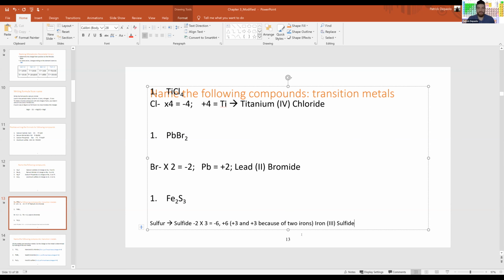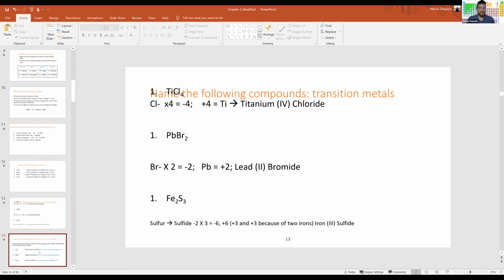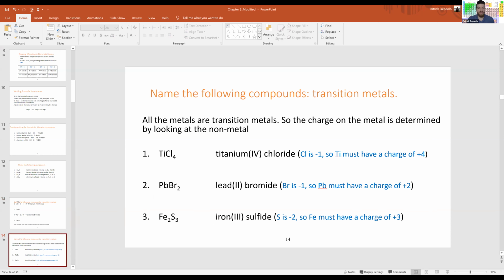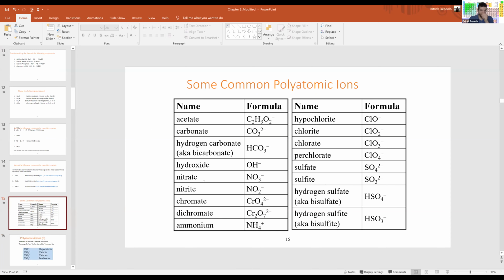Okay, cool. So any questions on that? No? All right, so these are answers. Wow, look how smart we are. Awesome, cool. Okay, now polyatomic ions.